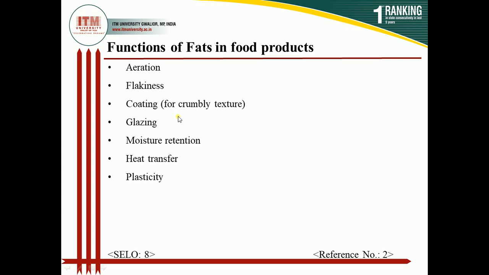What happens in glazing? In this process, the fat gives a glossy appearance to food, such as the shining of sauces.